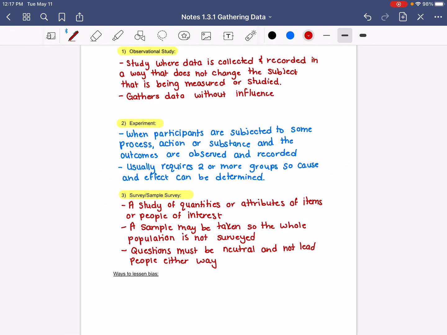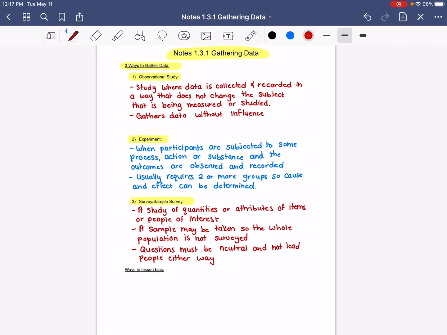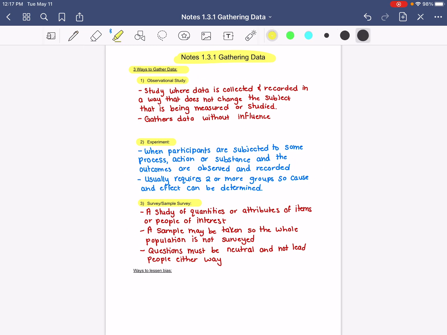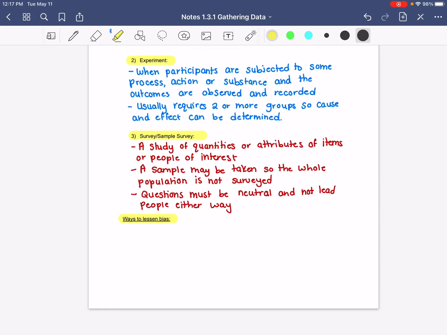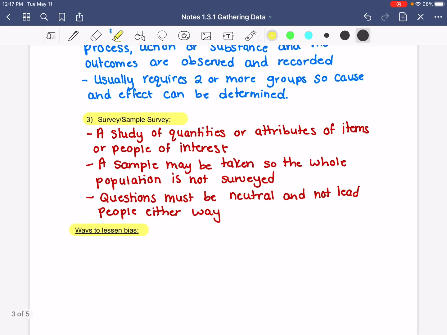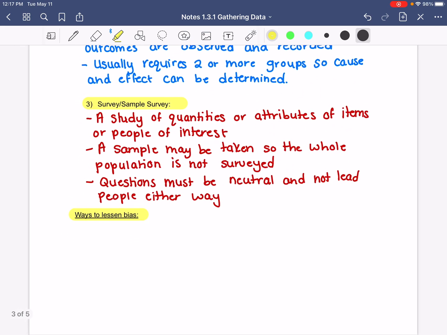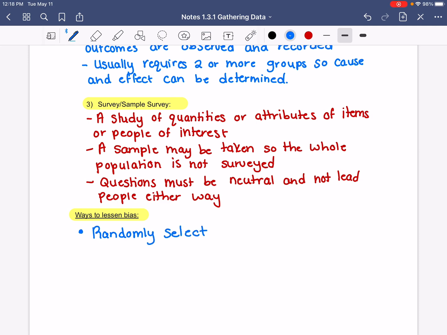So all of these ways that we can gather data can create bias. So we're going to just mention a few different ways to get rid of bias and make our results not as accurate. So one way to lessen bias, which we talked about in sample selection, is to randomly select and assign. So you select your sample randomly and you assign them randomly to, if you're doing an experiment, your other groups.